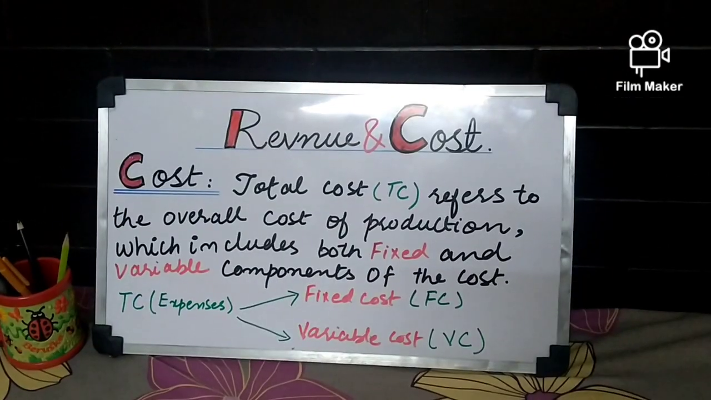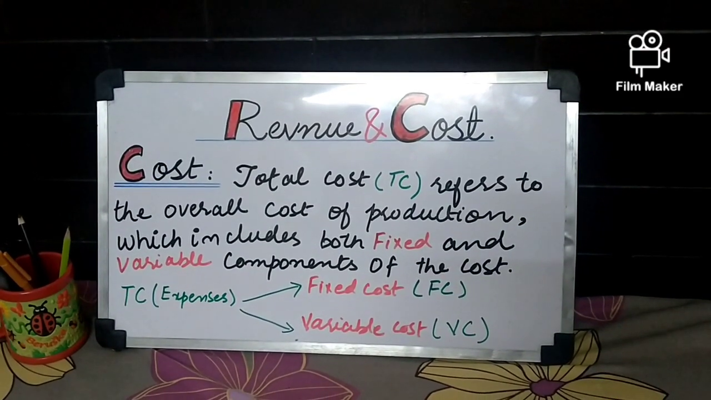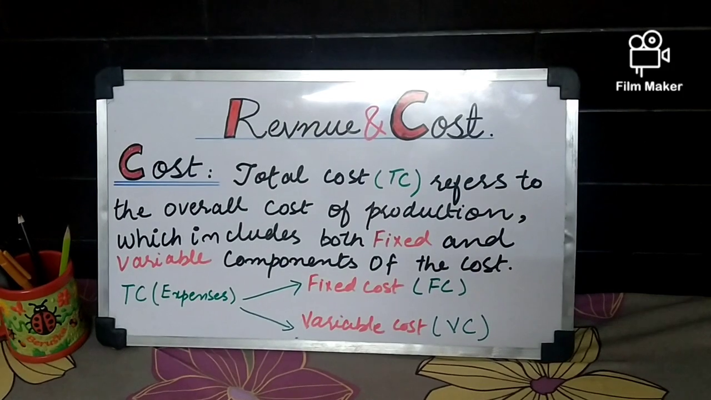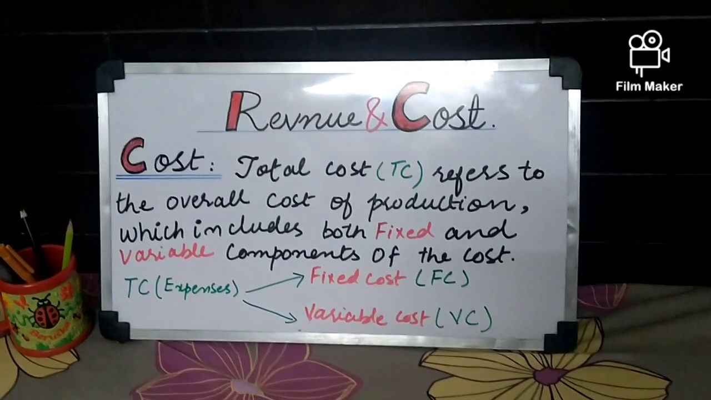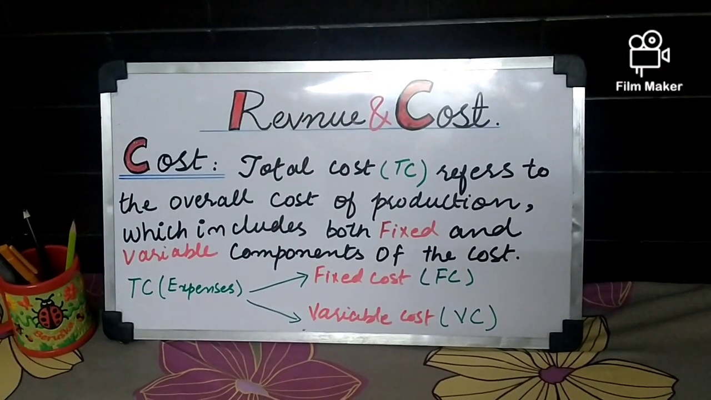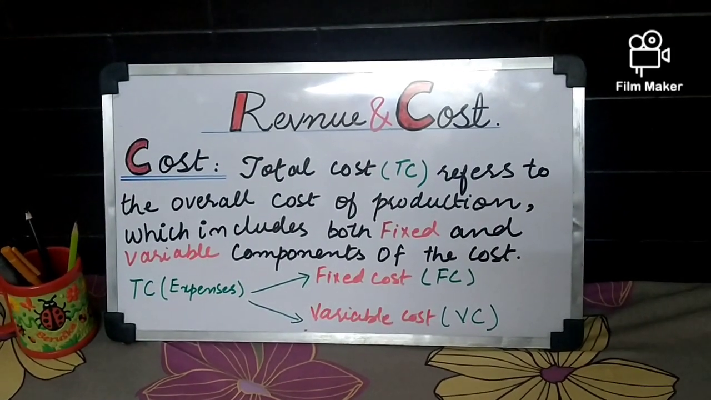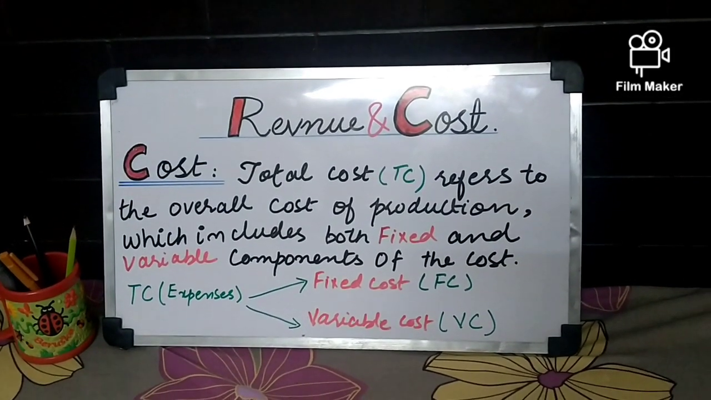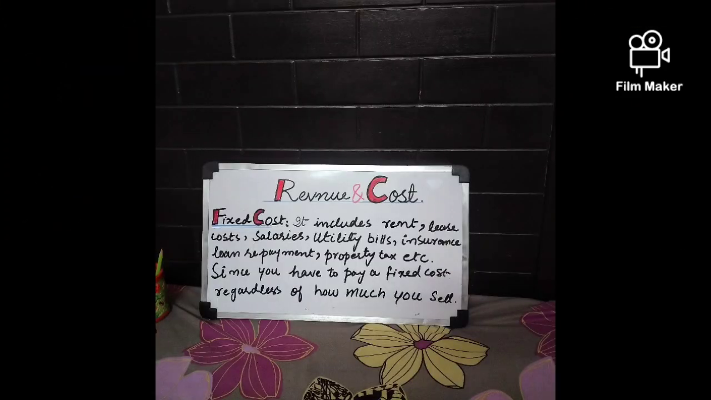Next comes what is cost. The cost or total cost refers to the overall cost of production by a firm, which includes both the fixed and variable components of the cost. So total cost, or total expenses of the firm or a company, are divided into two further categories: fixed cost and variable cost.